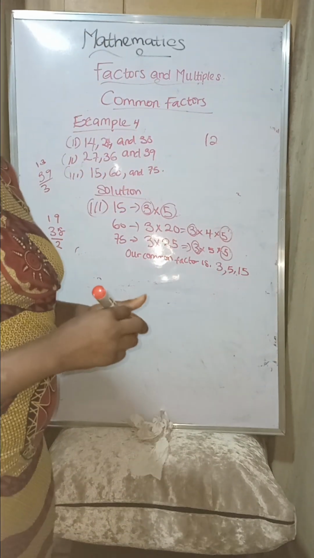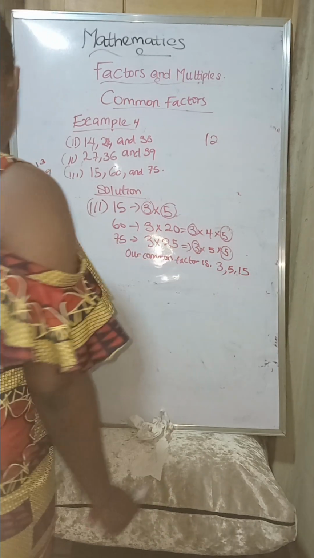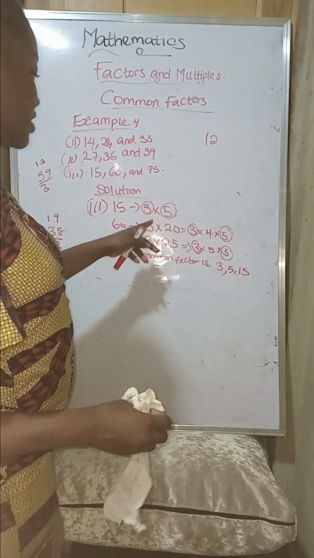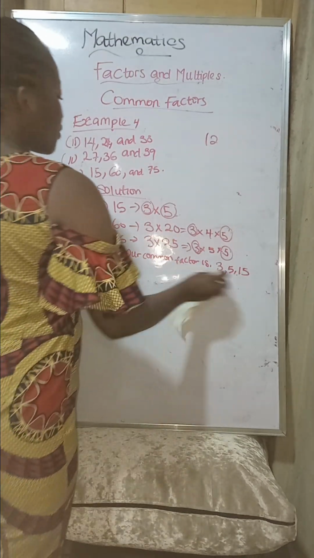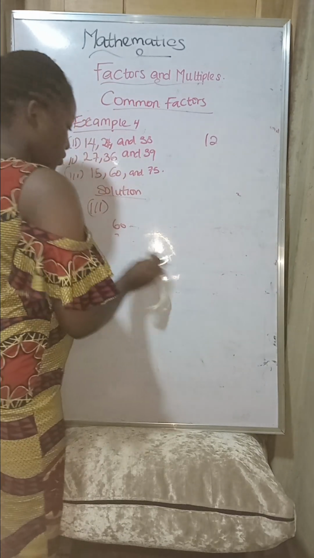So those are the common factors. Do you understand? The common factor is 3, 5, and 15. So I hope you understand that. So I tackled that so that in case you find another scenario like this, you will be able to do 3, 5, and 15. You know the ones that I'm doing, you've only been having one common factor.